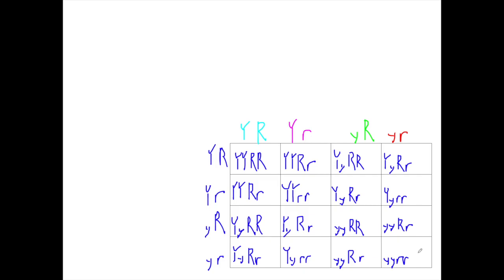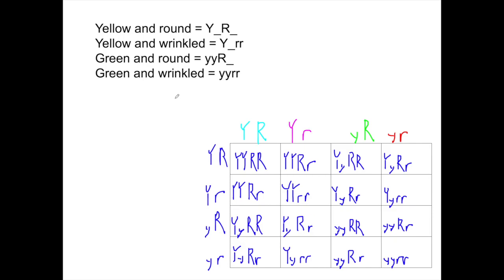So the next step is you need to make yourself a key. For example, let's say I want to know all the pea plants that are yellow and round. Remember, yellow is the dominant, so you have to have at least one capital Y. The way I would represent that is capital Y dash, because it could be big Y, big Y or big Y, little y. It doesn't matter what the second Y is, so I put a dash to represent that I don't care what the second Y is. And round is also the dominant, so capital R dash.